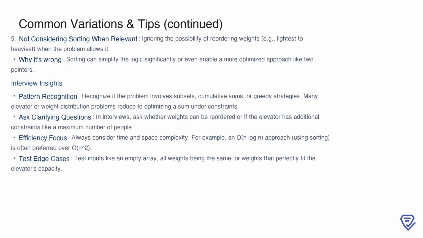Now, let's focus on a few more variations and tips. When the problem allows it, not considering sorting the weights can make things harder than necessary. Sorting, for instance from lightest to heaviest, can simplify the logic significantly and enable more efficient strategies like a two-pointer approach. Recognizing patterns in the problem is also key. Many elevator or weight distribution problems boil down to optimizing a sum under constraints, so look for patterns involving subsets, cumulative sums, or greedy strategies.